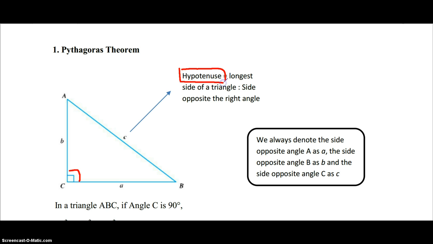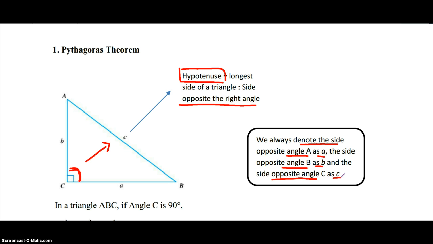In a right angle triangle, the hypotenuse is always the side that is opposite the right angle. So if you look at this triangle ABC, angle ABC, the one that I've highlighted in red, this portion is the right angle, and the side that's opposite this right angle, which is the length AB, will then be called the hypotenuse. We always denote the side opposite angle A as small a, the side opposite angle B as small b, and the side opposite angle C as small c.